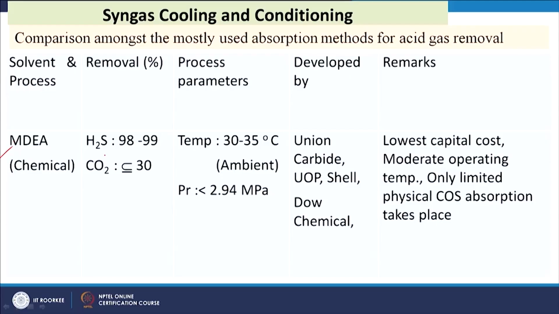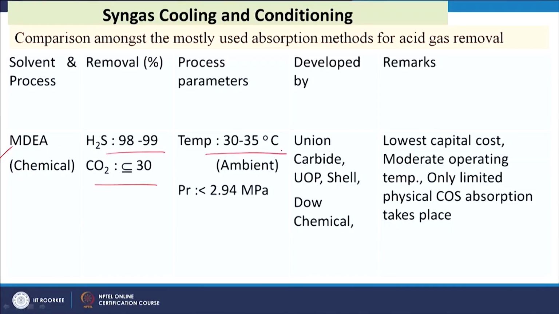If we see the MDEA process, which is a chemical absorption method, it removes H2S 98 to 99%, whereas CO2 is 30%. So, it is more selective towards H2S removal, and the process parameters are 30 to 35 degrees centigrade and pressure of 2.94 megapascal or less. These are the technology suppliers who have developed the technologies, and here we see the cost is low, this is not a costly method.